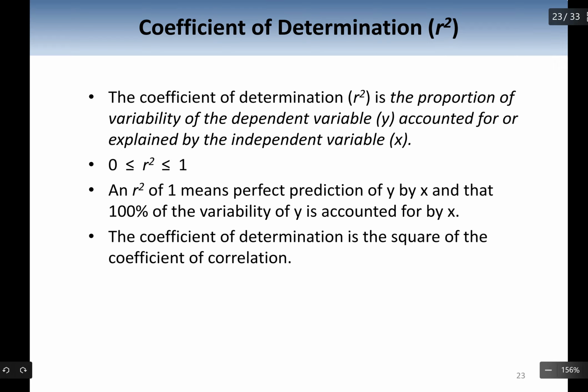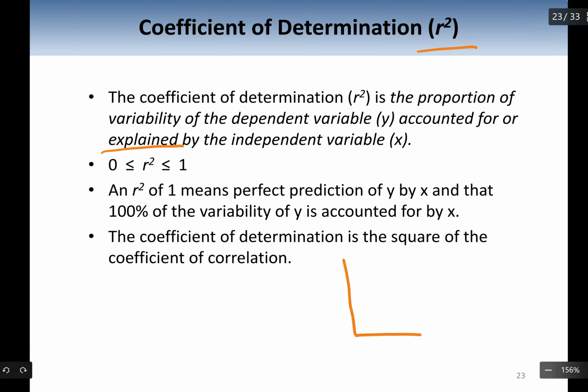Another way to assess the fit of the least squares regression model is to look at the coefficient of determination. So we know that the correlation coefficient is denoted with R. If we take that value R and we square it, we end up with R squared, also known as the coefficient of determination. What that value describes is the proportion of variability of the dependent variable y accounted for or explained by the independent variable x.